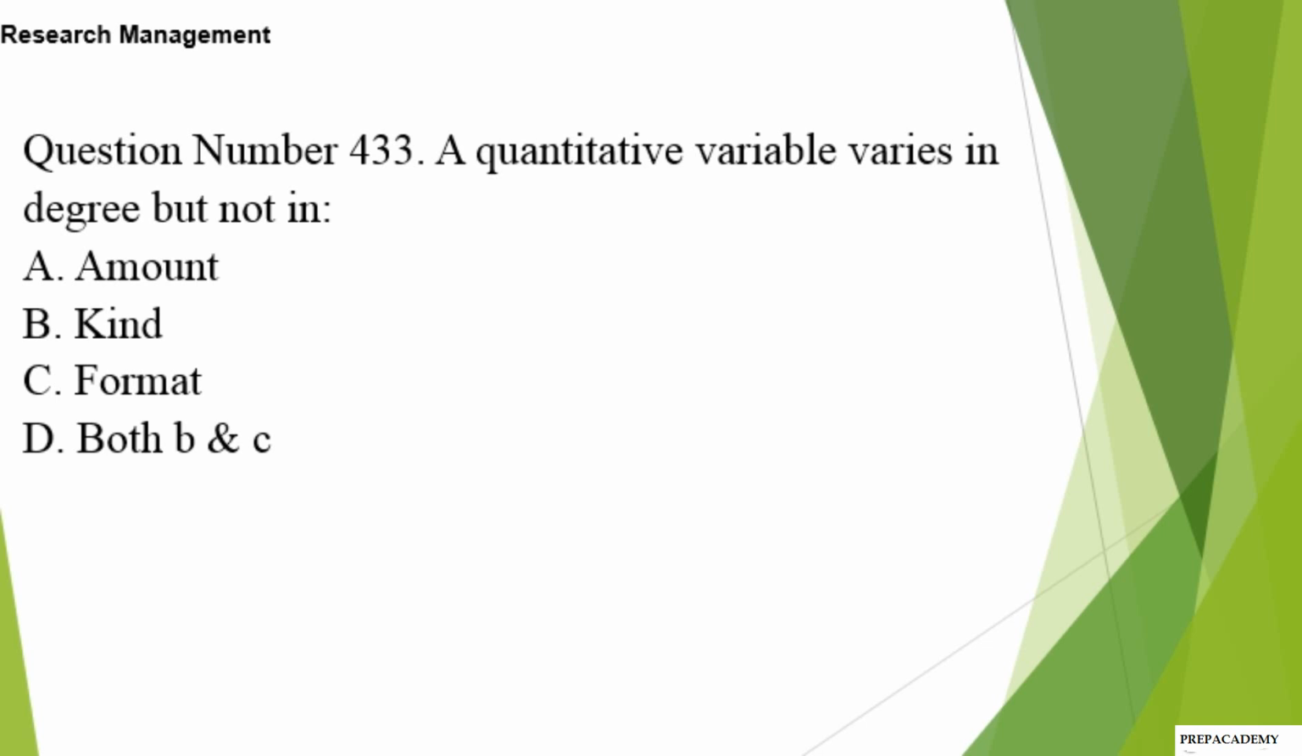Question number 433. A quantitative variable varies in degree but not in A. Amount, B. Kind, C. Format, D. Both B and C. The correct answer is option B.